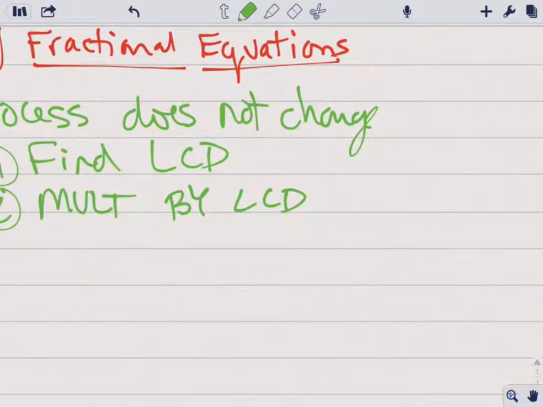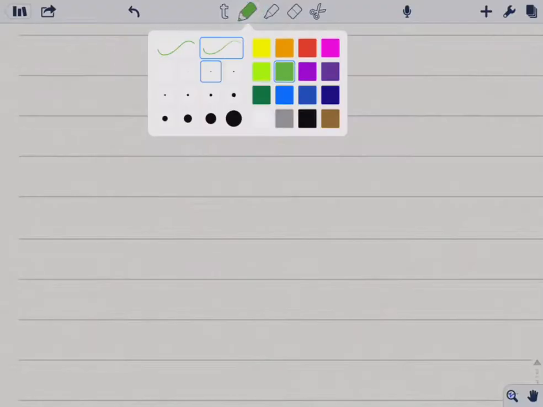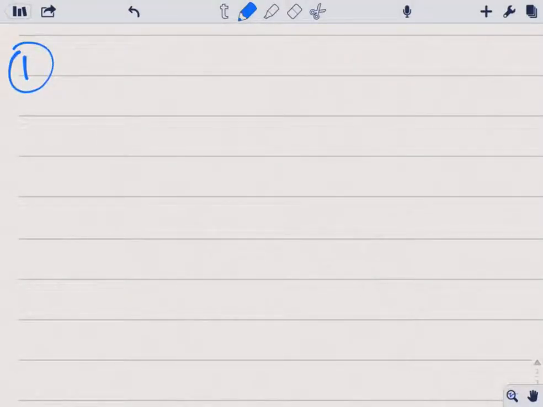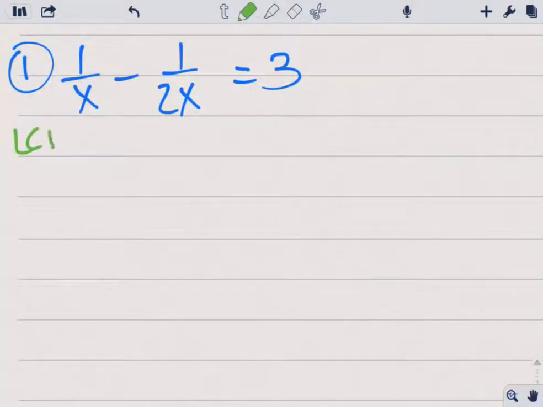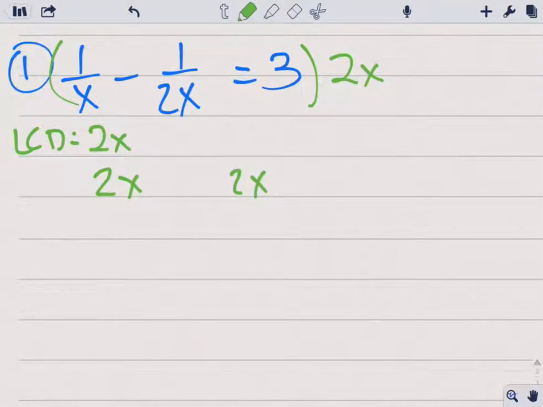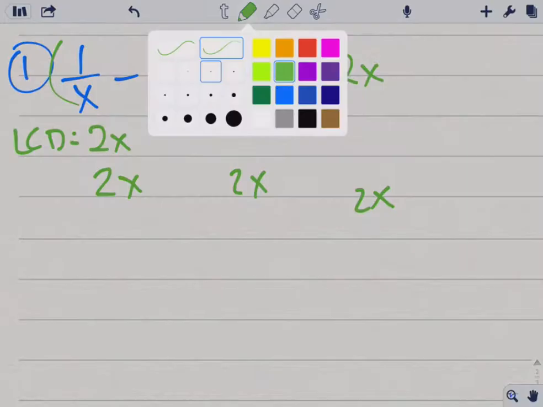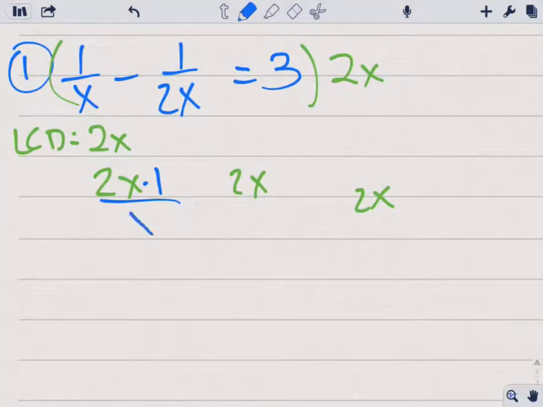Okay, so let's just look at our first example. Number 1 is 1 over x minus 1 over 2x equals 3. Our LCD is 2x. So that's what I'm multiplying by, 2x. So I'll do this the long way. I get 2x times 1 over x minus 2x times 1 over 2x equals 2x times 3.